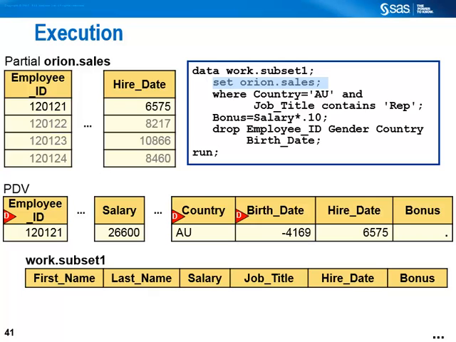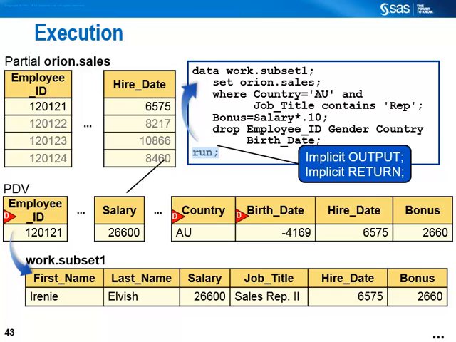When the set statement executes, SAS reads the first observation from Orient.sales into the program data vector. Notice that the bonus is still missing because it does not come from the input dataset. It is a new variable being created in the data step. Bonus is assigned a value when the assignment statement executes.